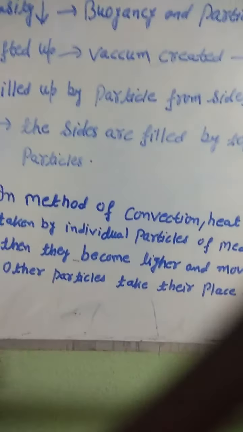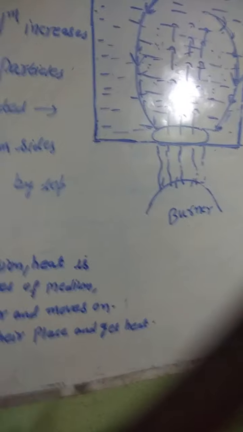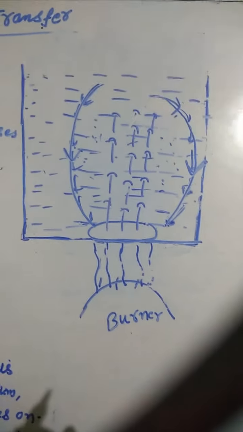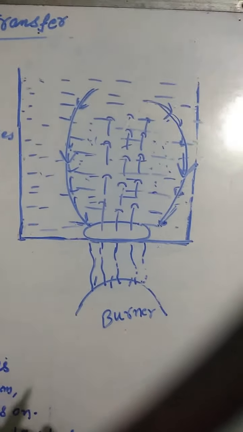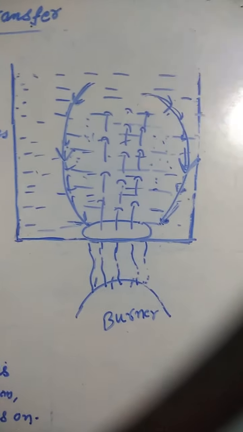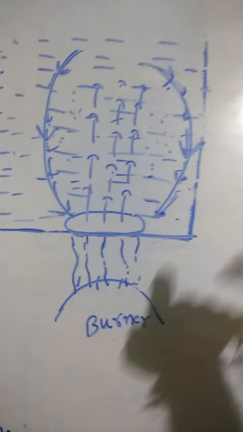So in the entire method of convection, we conclude that heat is taken by individual particles of the medium. Then they become lighter and move on. Other particles take their place and get heat. So we conclude that in conduction there is vibration of particles or molecules without displacing their position. But in convection there is a displacement of particles. Particles will come at the bottom, and after getting heat will go up. So this is the process of convection heat transfer.